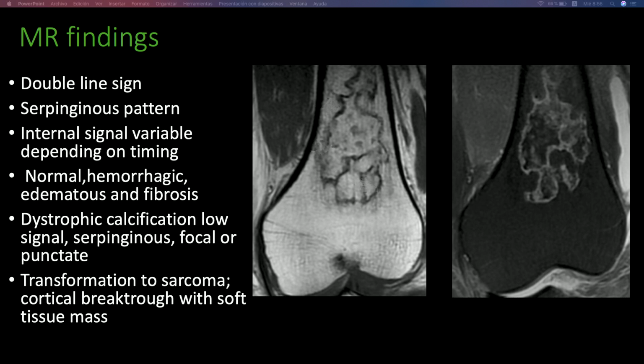The transformation to sarcoma, again, we're going to see the change of character in the lesion. It will show a cortical breakthrough with soft tissue mass, or we are going to start seeing the infarct hyperintense and heterogeneous in T2.